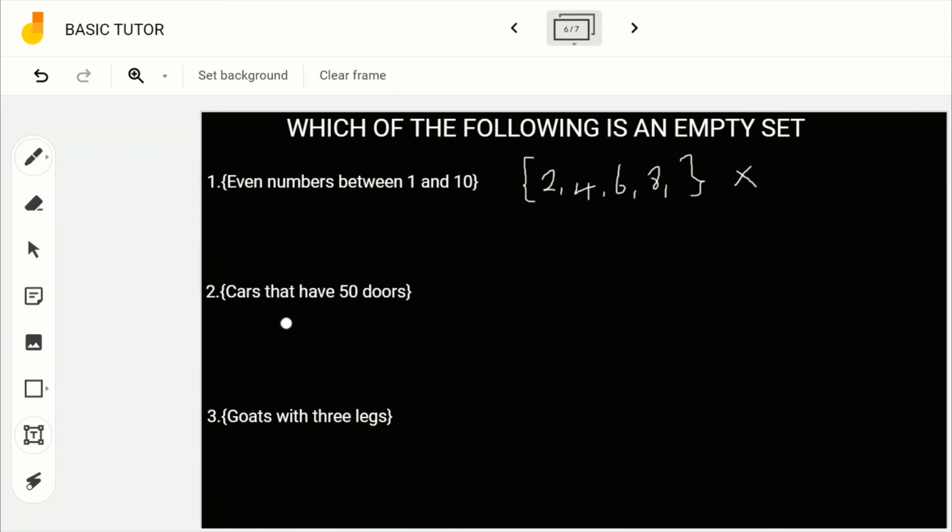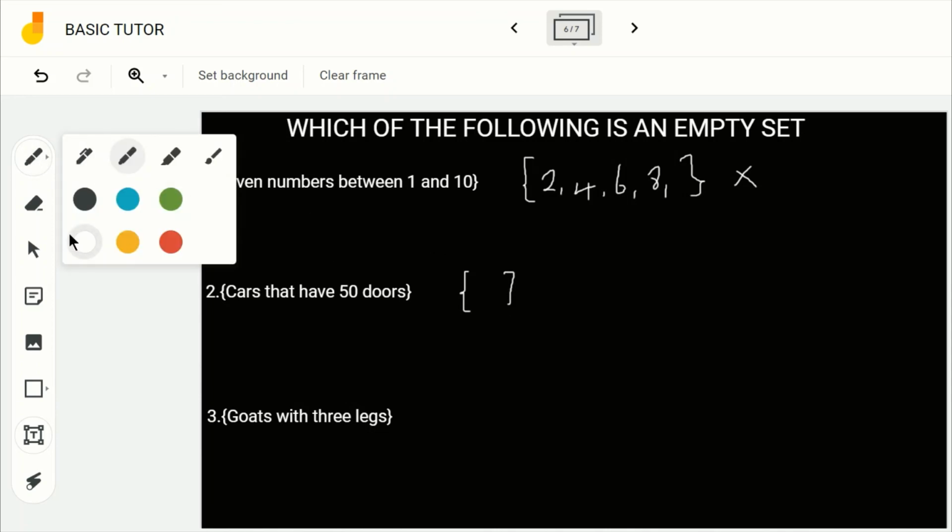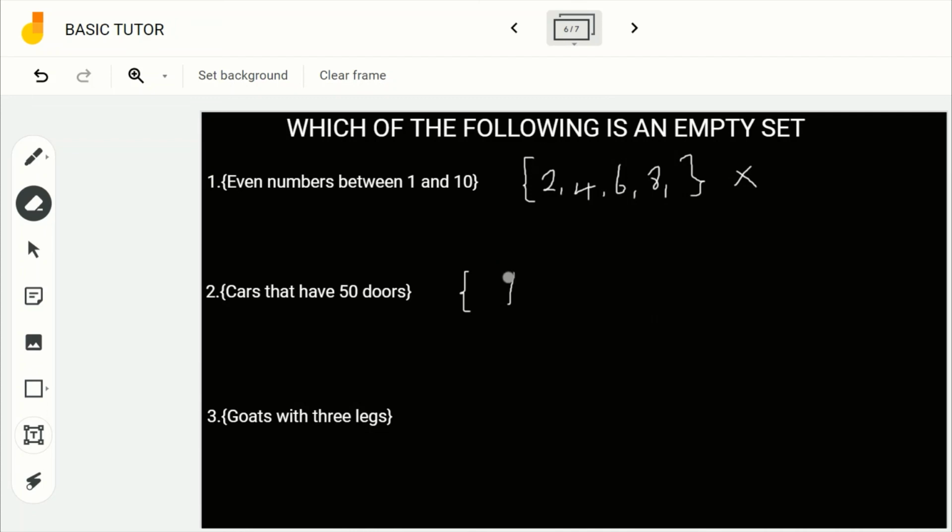Option 2, cars that have 50 doors. Now there is no car that has 50 doors, so there is no member of this set. So cars that have 50 doors would be an empty set. So this is correct. This is an empty set because there is no car with 50 doors.